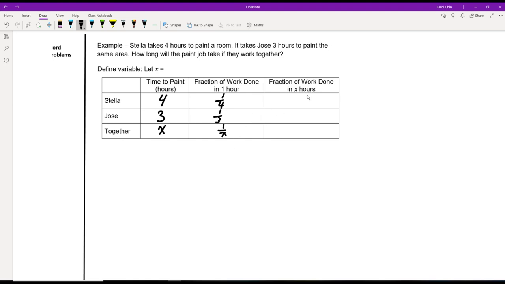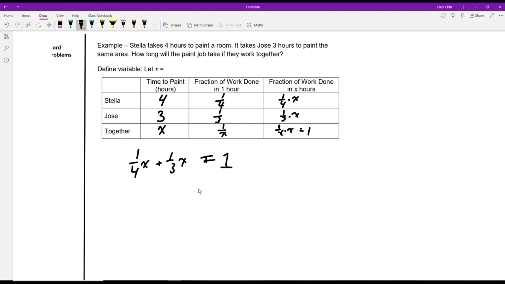So fraction of work done in x hours. Well, Stella can do it in 1/4 times the amount of time it takes. Jose can do it in 1/3 times the amount of time it takes. Well, how much of a job can they finish? Well, 1 over x times x, which is equal to 1. So how do we do this now? We use these terms. So this becomes 1 over 4x is Stella's contribution plus 1 over 3x, which is Jose's contribution, is equal to 1 whole job complete.